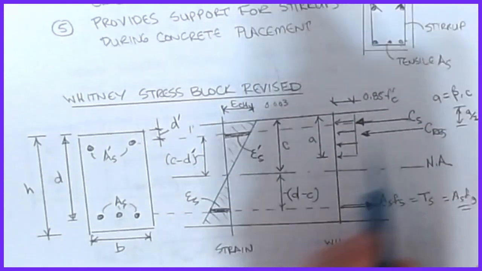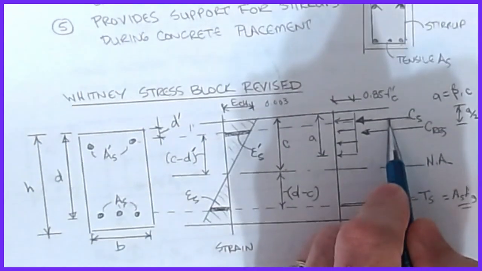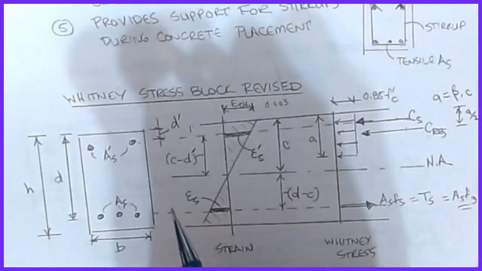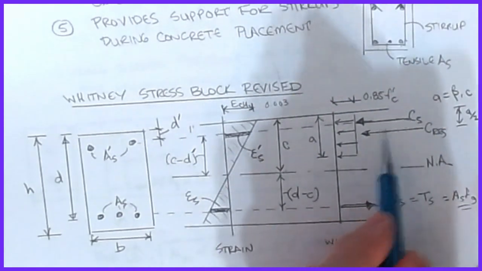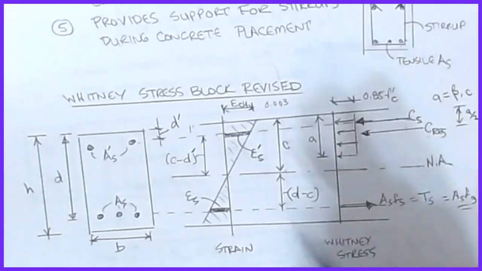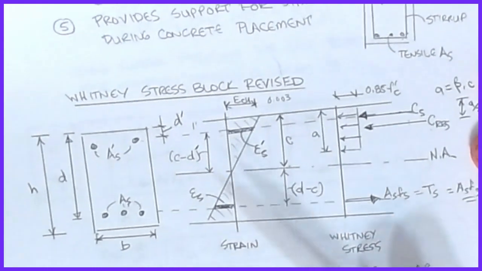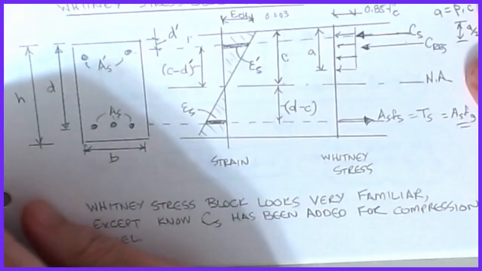You'll notice that, because it's in the negative region of the strain, this one is going to have a negative stress, which means it's going to be a negative force, in the same direction as this one. That will be an important factor for us as we look at that. So that's how we set up the Whitney block. It's not really difficult. It's very similar to what we did before, except now we have a CS that shows up for the compression steel.